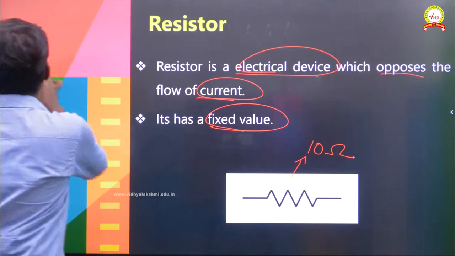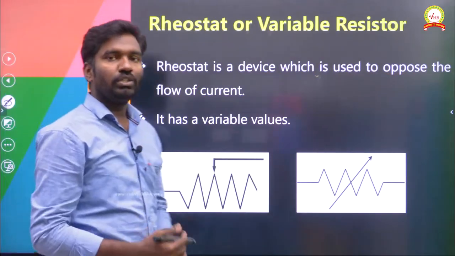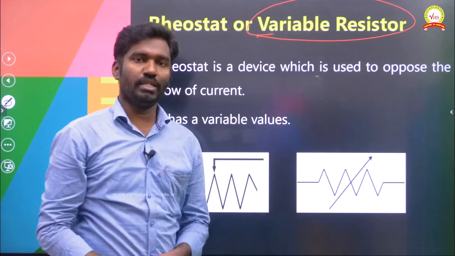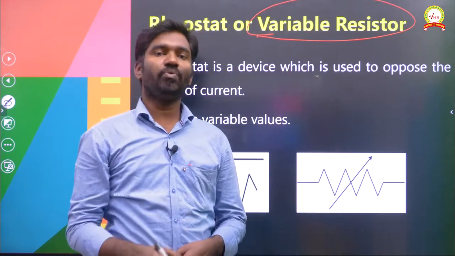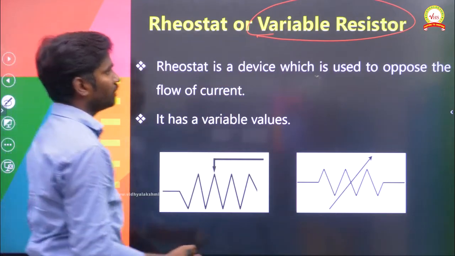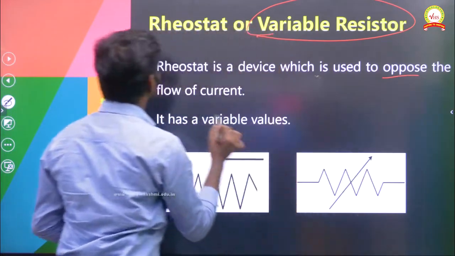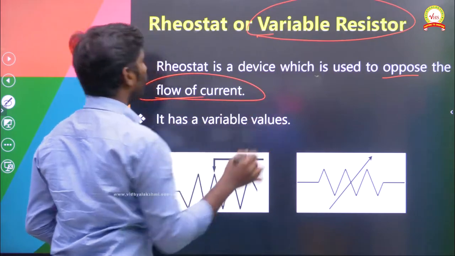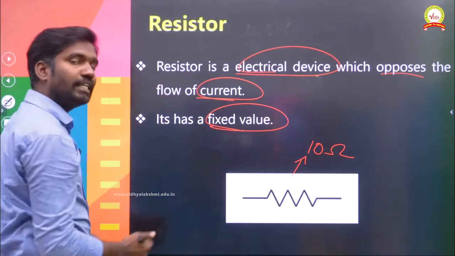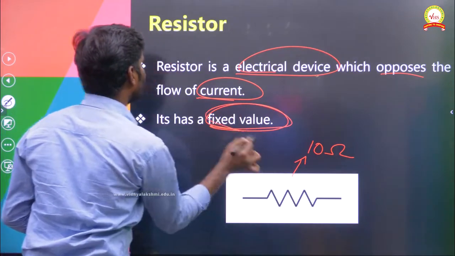So the next component is the rheostat. We can also call it a variable resistor. This one has the same function. It is going to oppose the flow of current. So a rheostat is an electrical device which opposes the flow of current. In the previous case we saw the resistor, whose value is fixed.